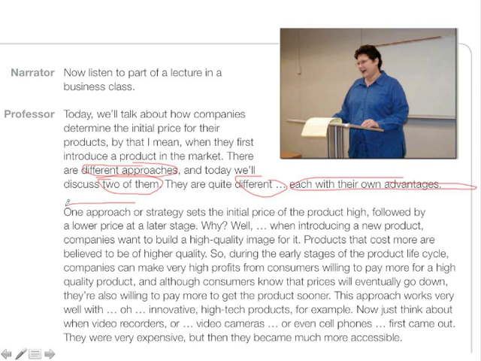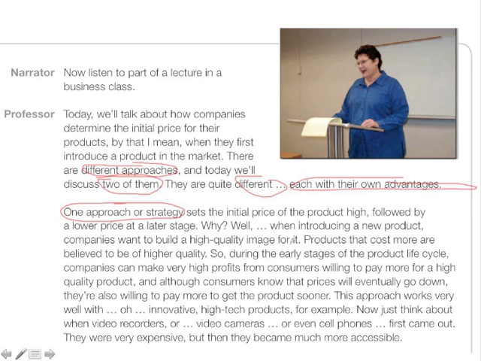One approach or strategy sets the initial price of the product high, followed by a lower price at a later stage. Why? Well, when introducing a new product, companies want to build a high-quality image for it. Products that cost more are believed to be of higher quality. So, during the early stages of the product life cycle, companies can make very high profits from consumers willing to pay more for a high-quality product.